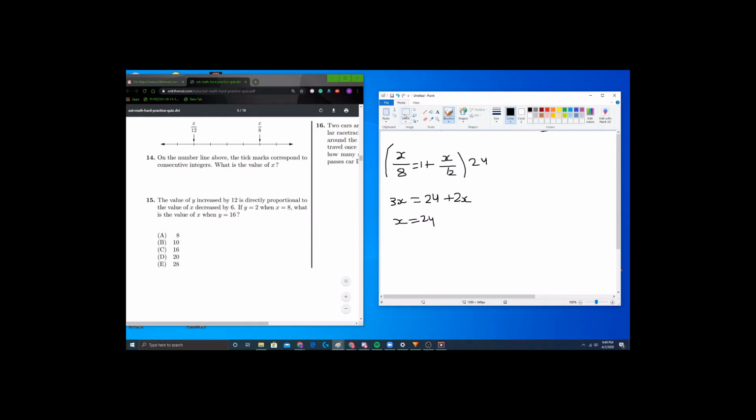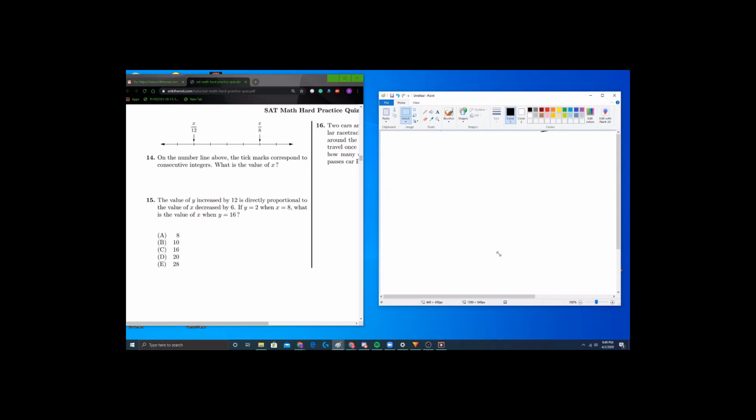Let's go with 15. The value of y increased by 12 is directly proportional to the value of x decreased by 6. If y equals 2 when x equals 8, what is the value of x when y equals 16? So this is a proportionality question. When something is directly proportional to something else, it follows this form: a is directly proportional to b, and you will have some constant factor that creates this proportionality.